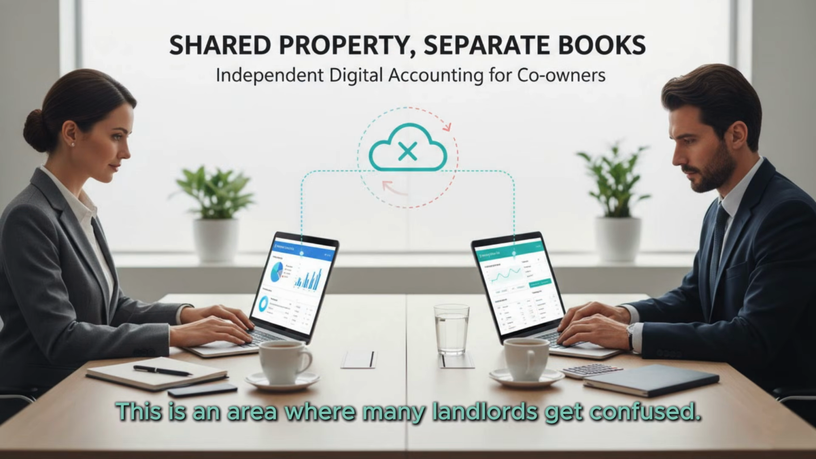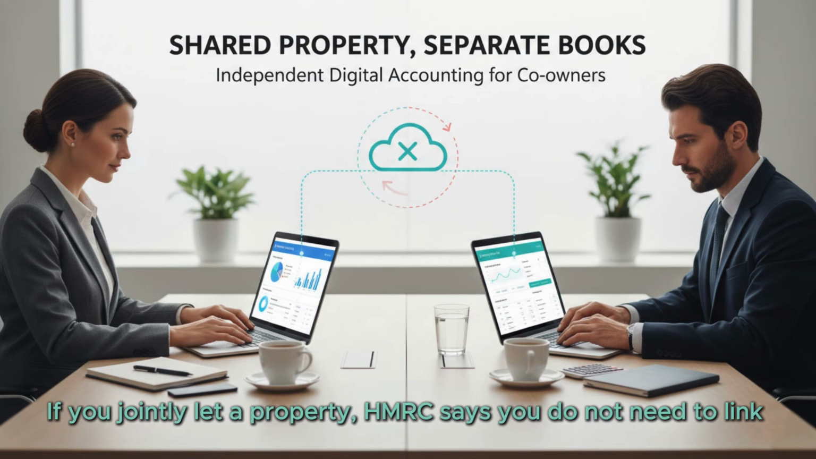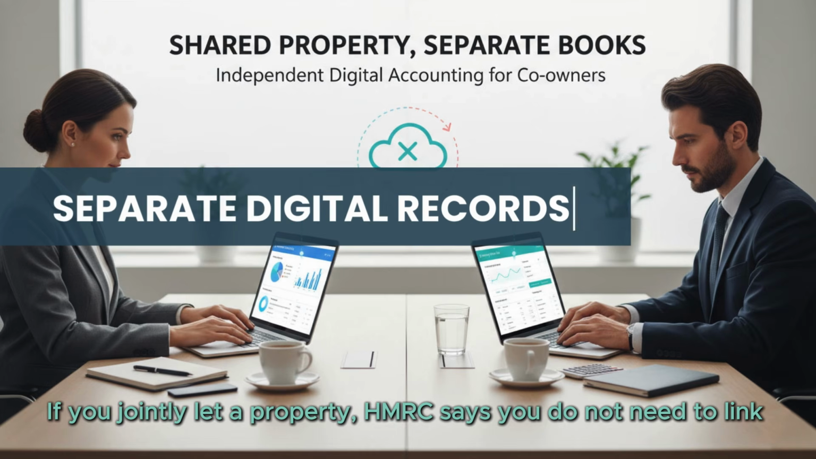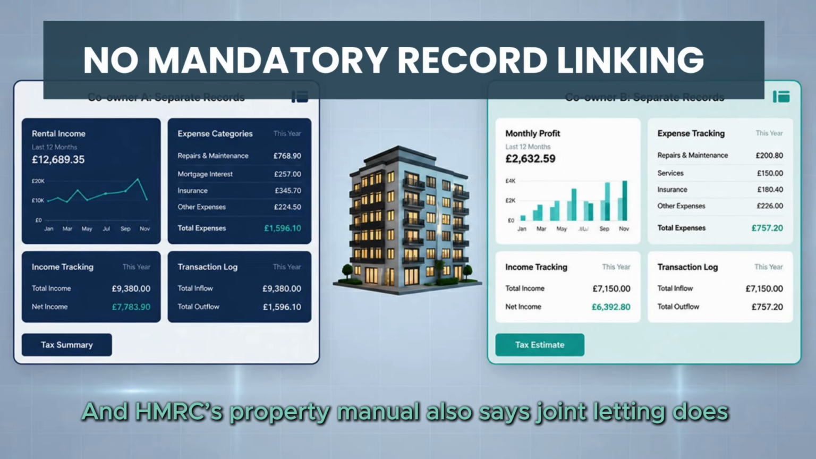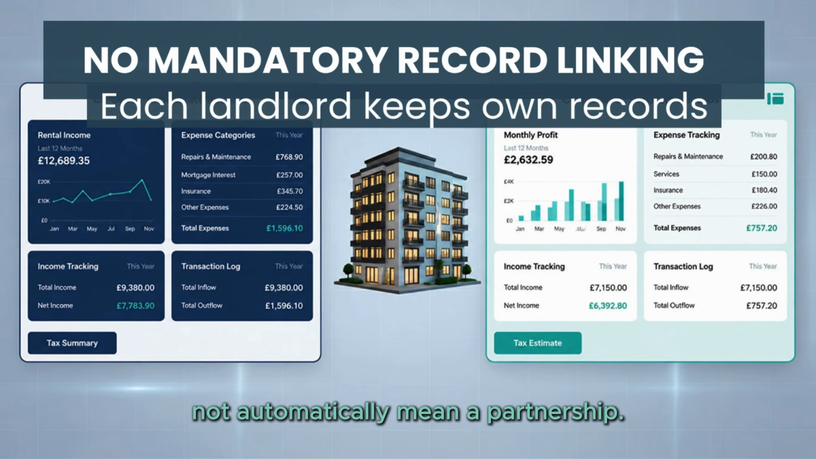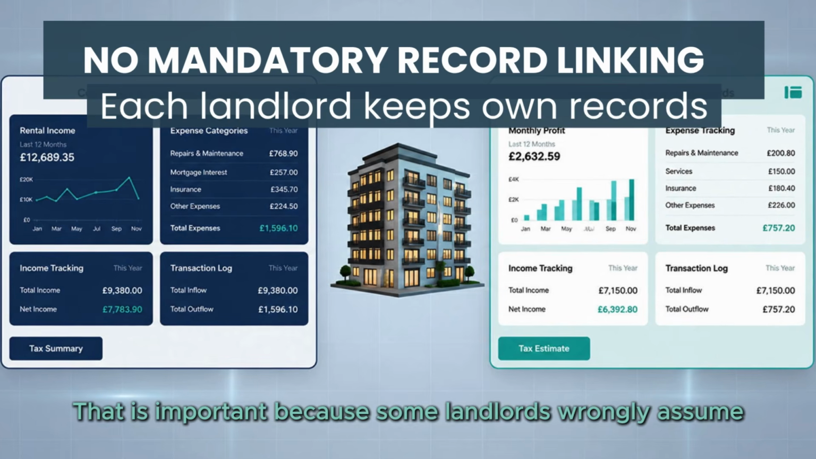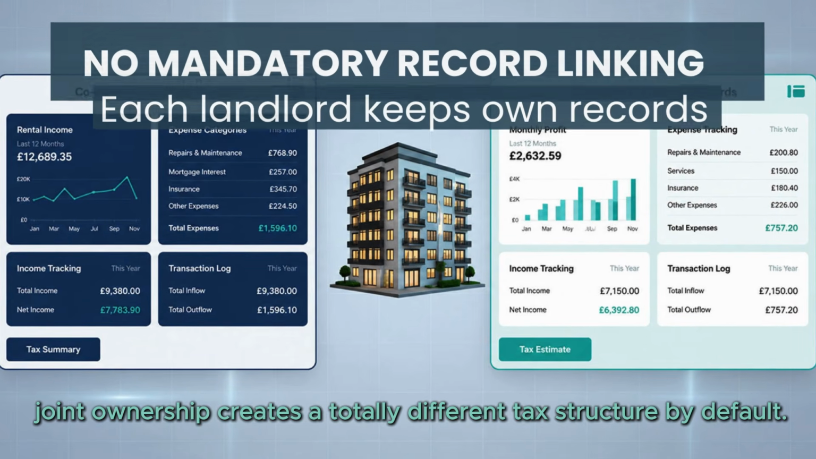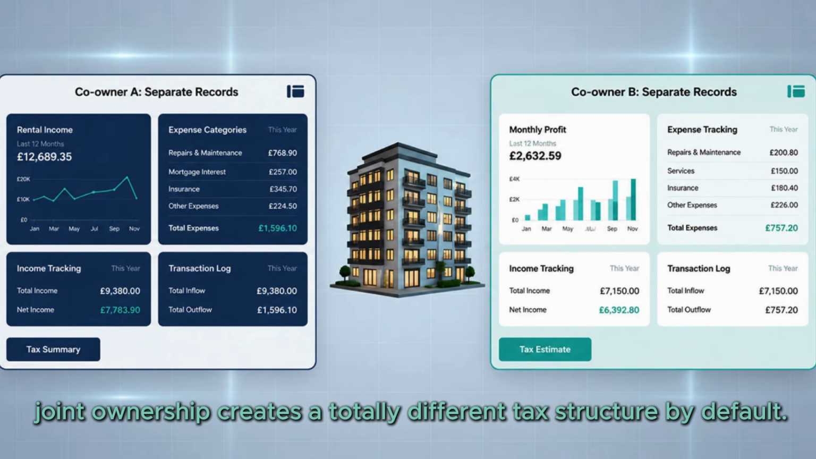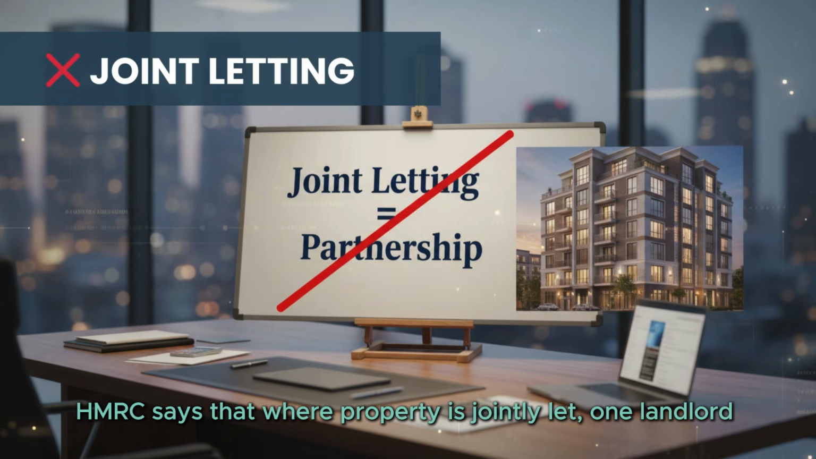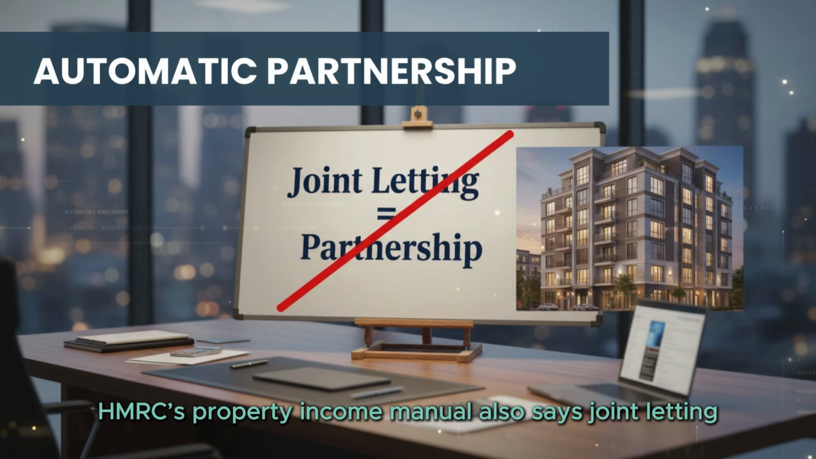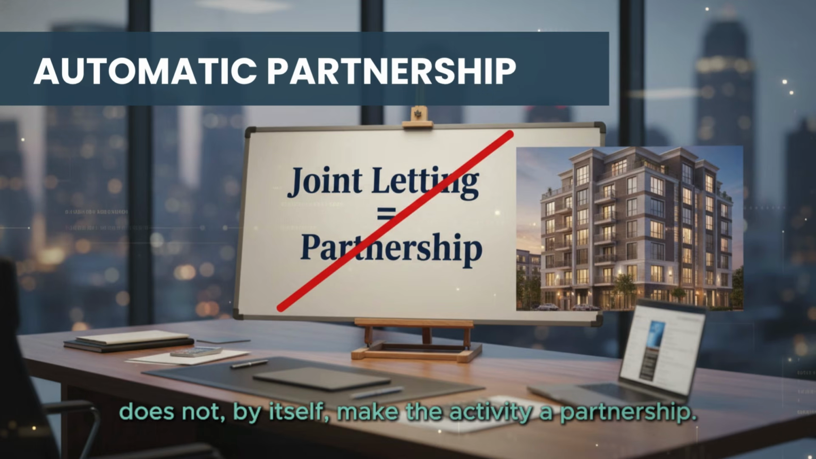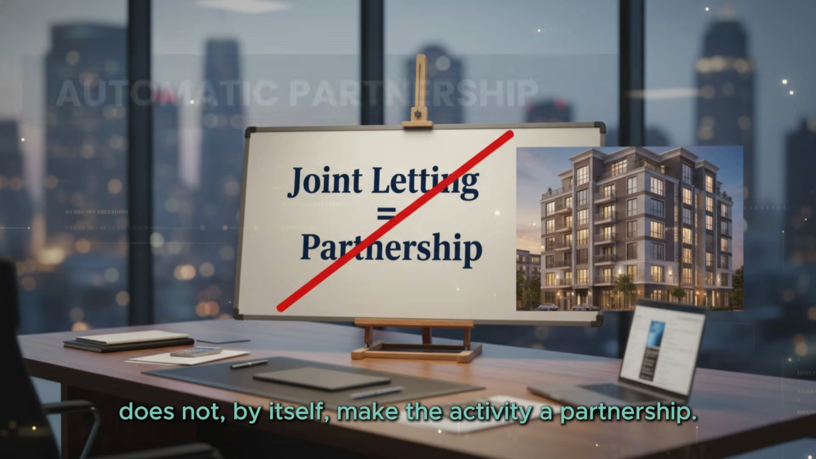This is an area where many landlords get confused. If you jointly let a property, HMRC says you do not need to link your digital records to the records of the other landlord. And HMRC's property manual also says joint letting does not automatically mean a partnership. That is important because some landlords wrongly assume joint ownership creates a totally different tax structure by default. HMRC's property income manual also says joint letting does not, by itself, make the activity a partnership.